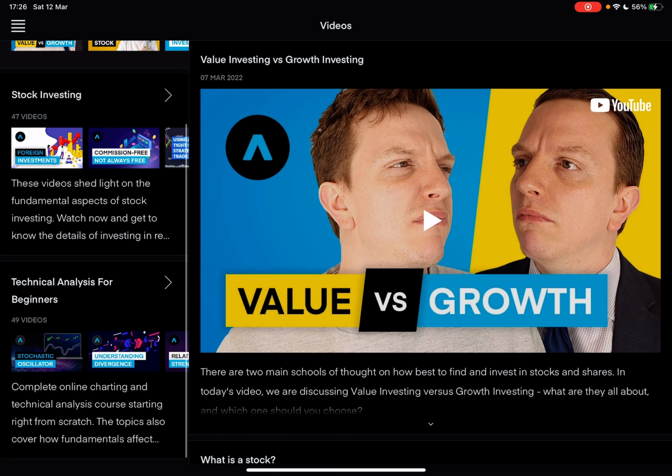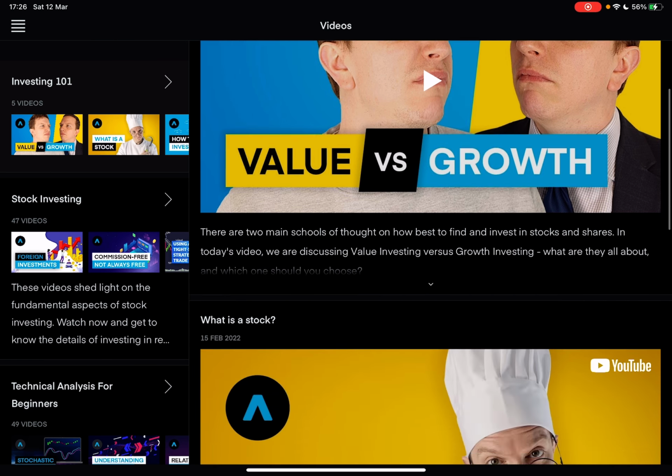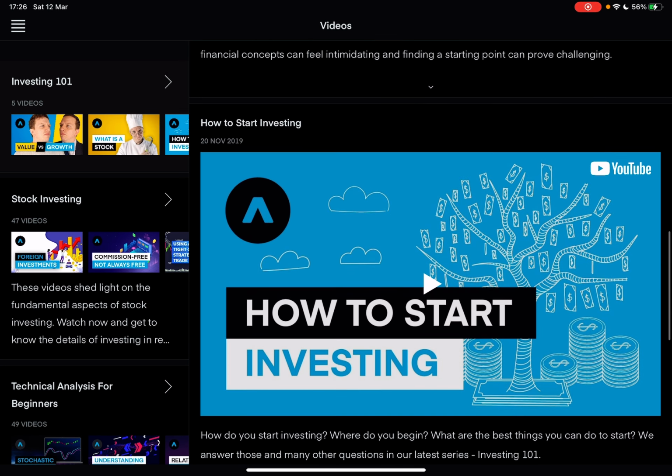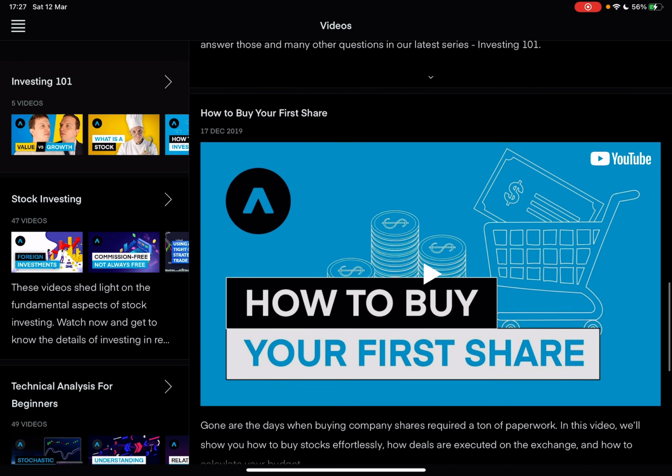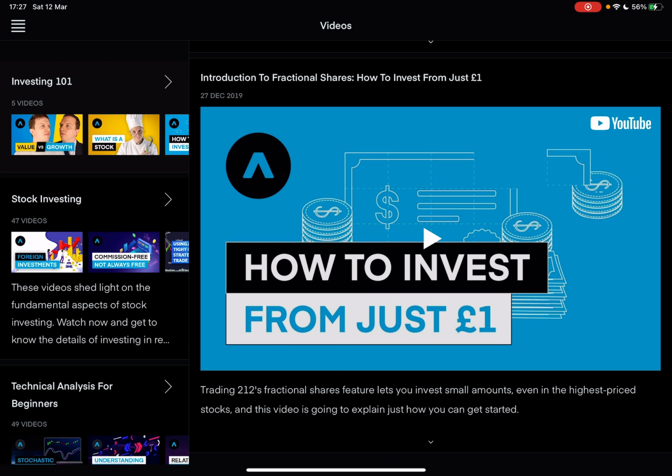There are different categories of courses. As you can see, there is investing 101, which is pretty much the basics: value versus growth, what is a stock, how to start investing, how to buy your first share, and how to invest from just one fund. But these are all the basics.